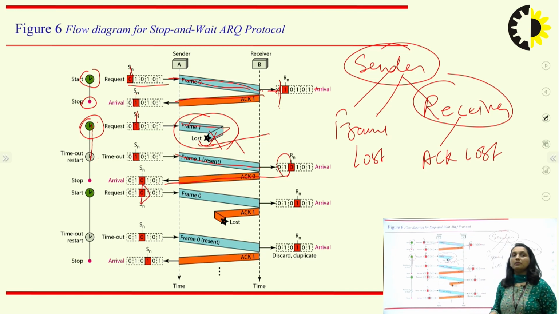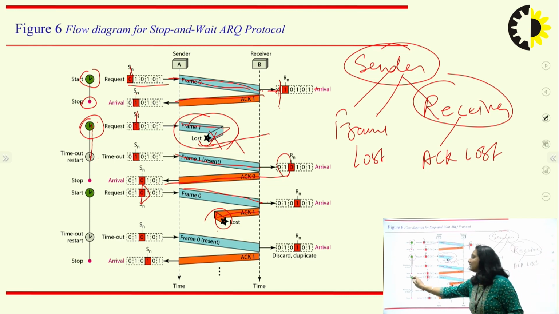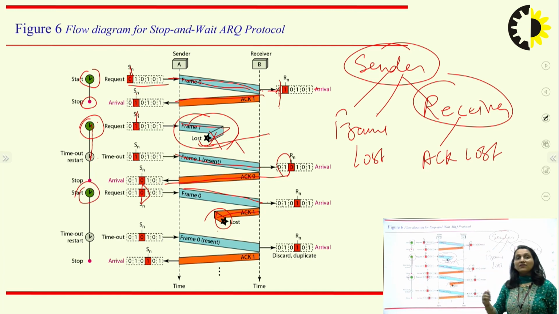Then when the third frame is sent, that is a 0, frame 0 is sent from here to here, and it is received at the receiver side, and the receiver sends the acknowledgement. But then the acknowledgement is lost. When the acknowledgement is lost, what we have is a counter that was started when we sent the frame at the sender side. We start a timer when we send any frame.